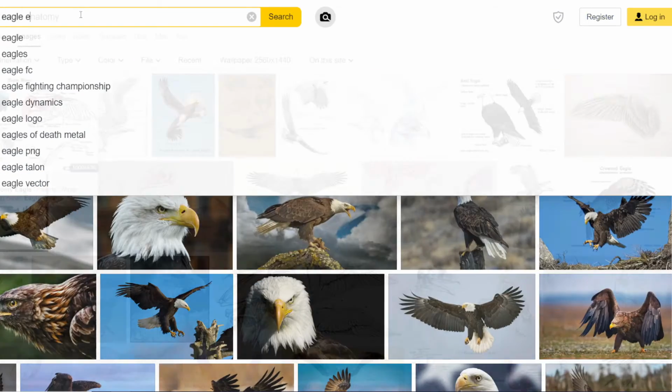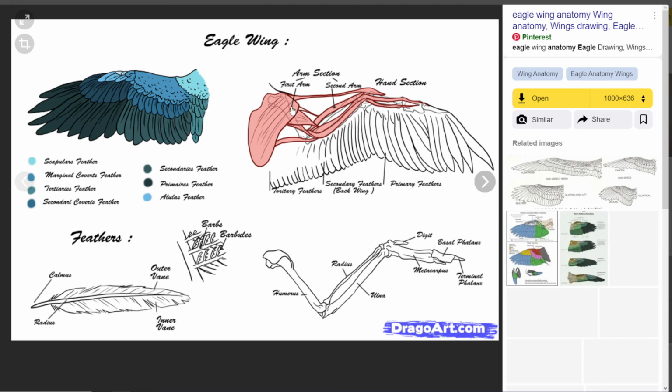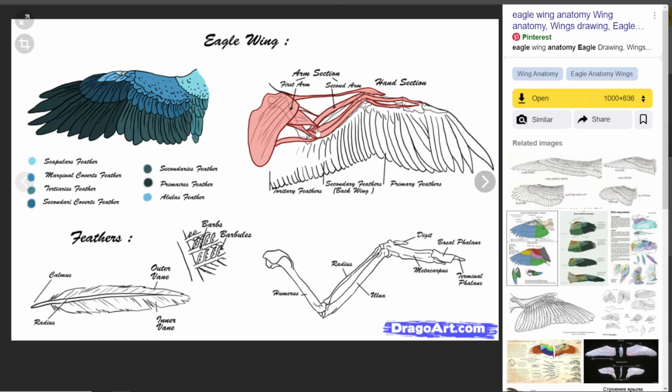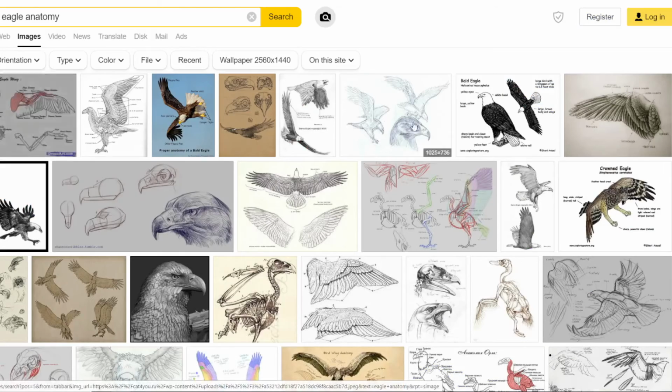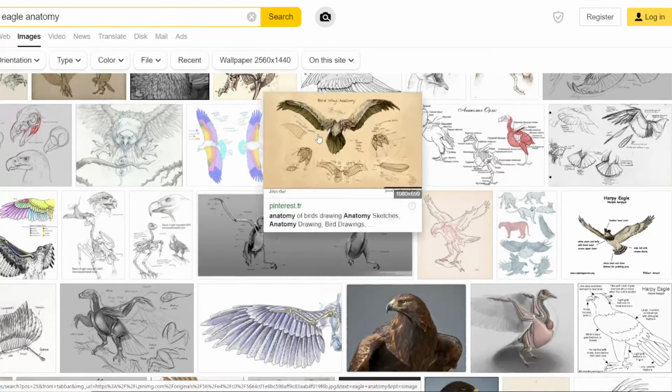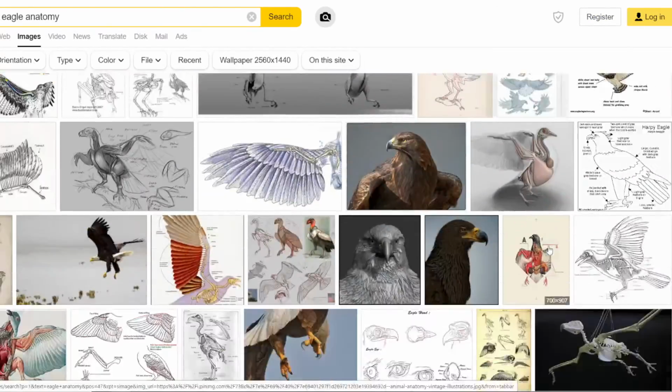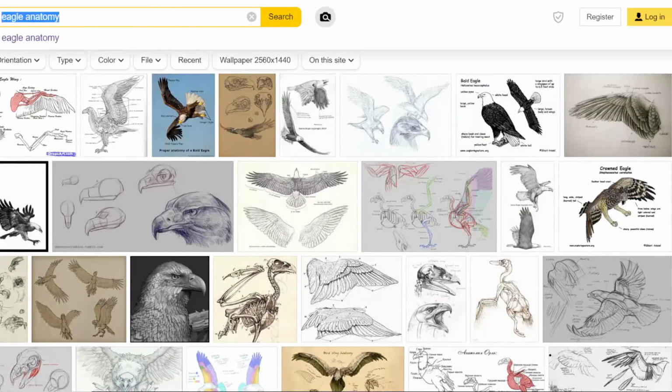Ultimately, if we look up eagle, here's wing anatomy. So shoulder, elbow, wrist, and that's like the bicep or the arm. That's the forearm. That's the hand. Again, see here, hand, forearm, arm. And I'll try to find, can't really find a good picture here.